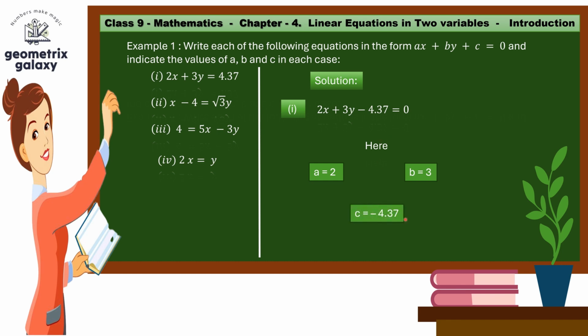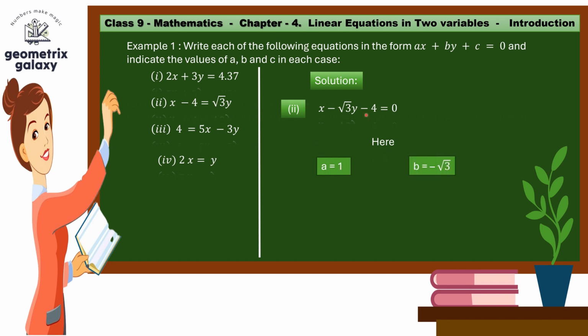The second subdivision is x minus 4 is equal to root 3y. We can rewrite this equation as x minus root 3y minus 4 is equal to 0. The coefficient of x is 1, the coefficient of y is minus root 3 and the constant term is minus 4. So a takes the value 1, b takes the value minus root 3 and c takes the value minus 4.